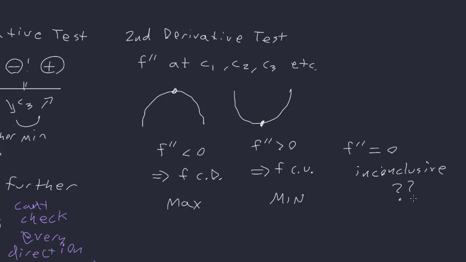Right, we have no idea what's going on. It could be anything. We'd have to check something else, because it could be a max that just has a really wide base like that, or it could be an inflection point. Quite a few things could be happening there. It could also just be a place where, say, the function is linear there. Actually, it'd be more like this. It'd be linear there.